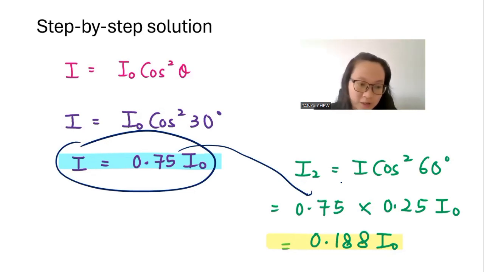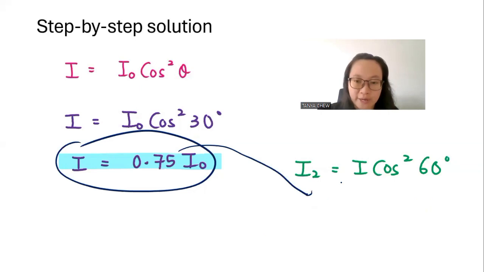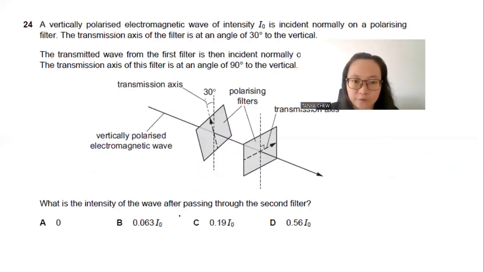Oh, 60 is not given. How do I get 60 here? It is because I take 90 minus 30, right? That is why I have 60 degrees here. So the answer here is 0.188 I naught, or you can round it off to 0.19 I naught. That's the answer.